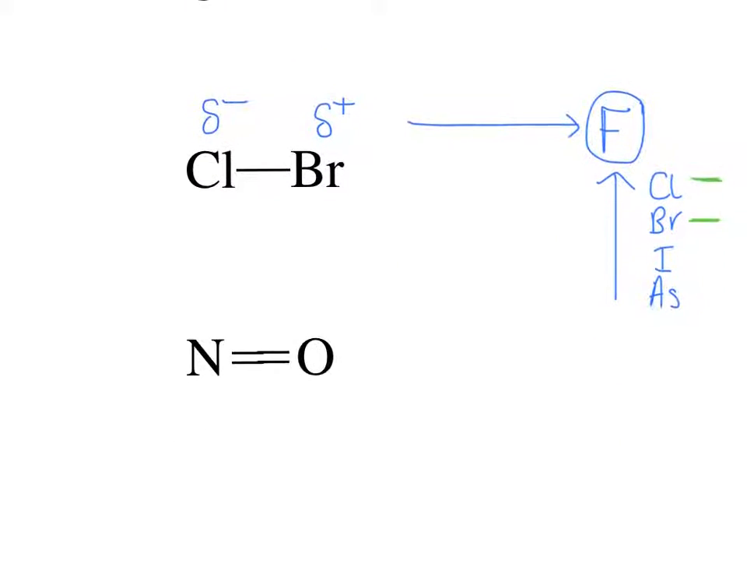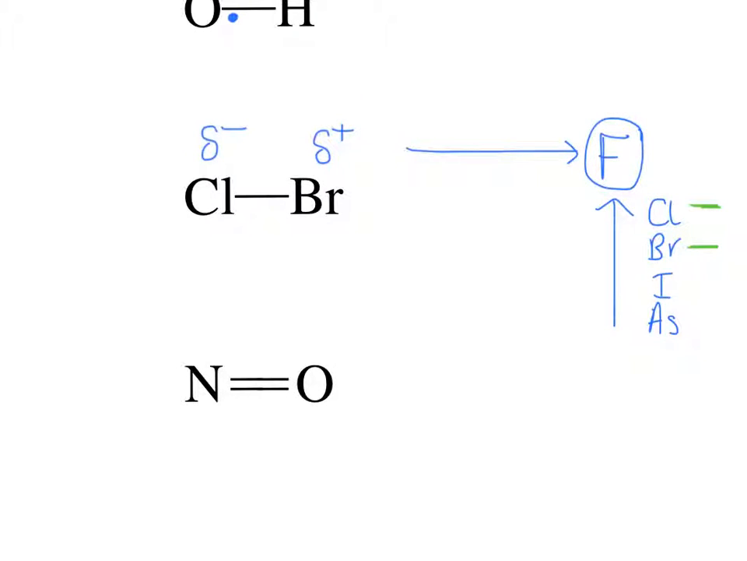And then finally, nitrogen and oxygen. Again, if you think about our electronegativity rule, in period number 2 we've got carbon, then nitrogen, then oxygen, and then fluorine. And so oxygen is going to have a higher electronegativity than nitrogen. So our delta negative will sit on our oxygen and our delta positive will sit on the nitrogen.